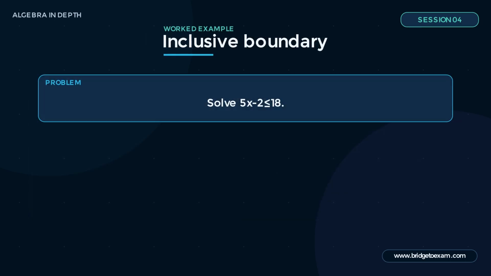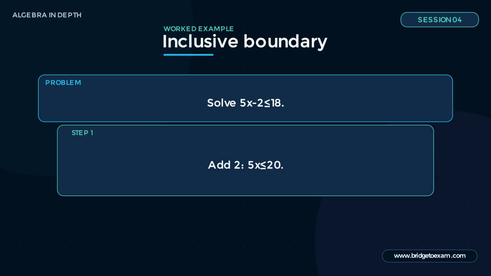Worked example, inclusive boundary. Solve 5x - 2 is less than or equal to 18. Step 1. Add 2. 5x is less than or equal to 20. Step 2. Divide by positive 5, so the sign stays. x is less than or equal to 4.